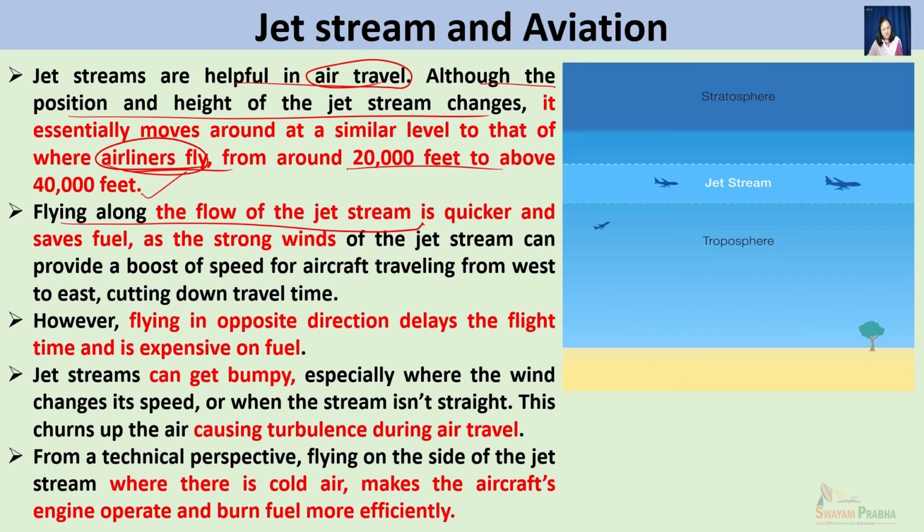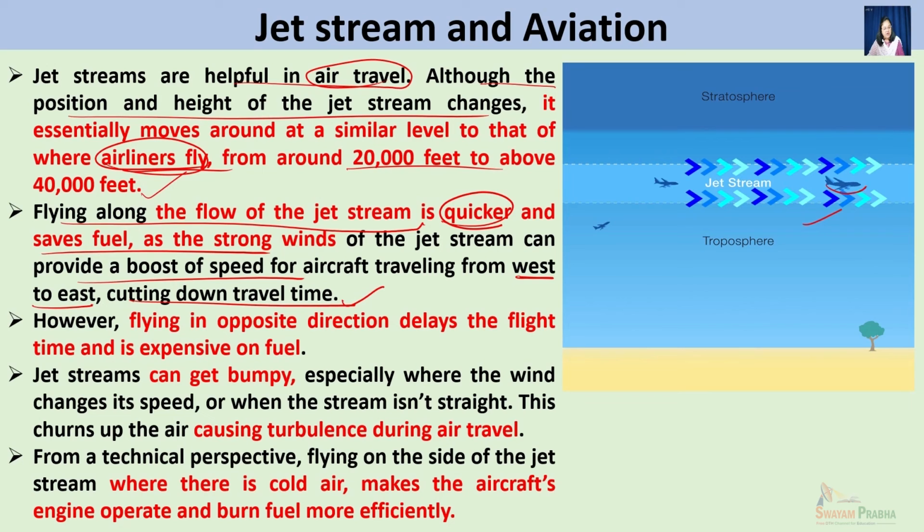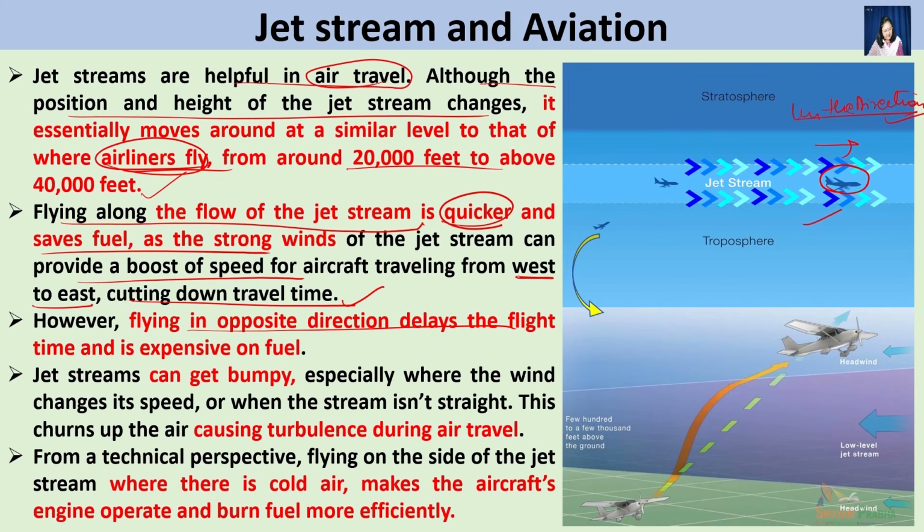Flying along the flow of the jet stream is quicker and saves fuel, as the strong winds of the jet stream can help push the aircraft, providing much needed boost of speed for aircraft traveling from west to east, cutting down the travel time. So if the aircraft is flying in the direction of jet stream, definitely the fuel saves, the time saves, and the air travel is much quicker. However, flying in the opposite direction to the jet stream can delay the flight time and is expensive on fuel also.